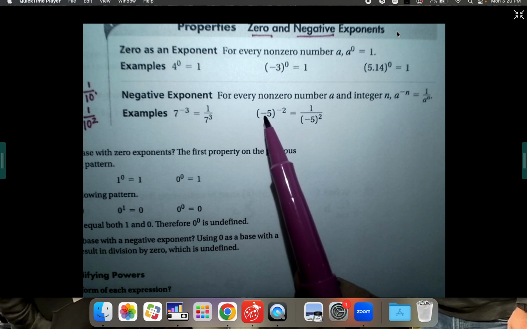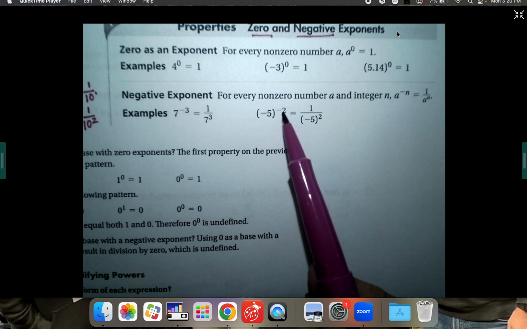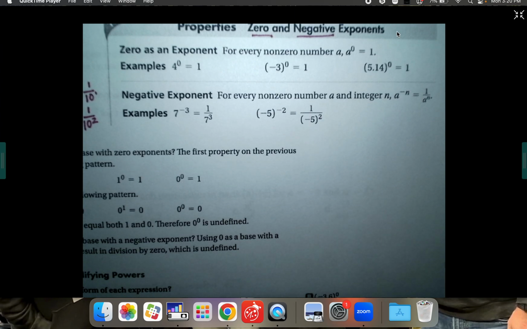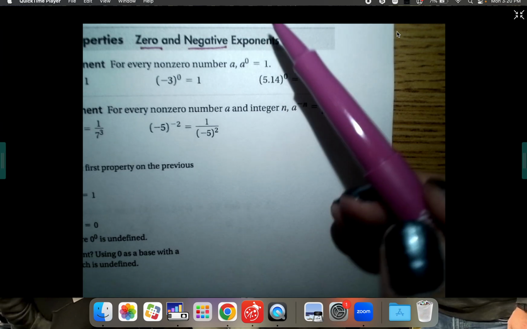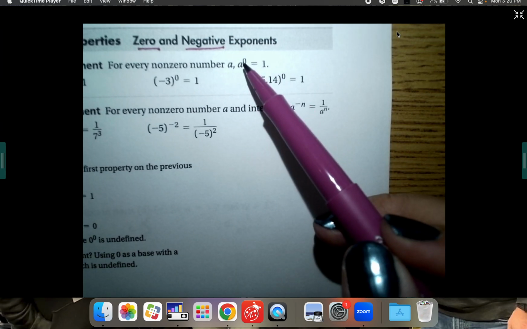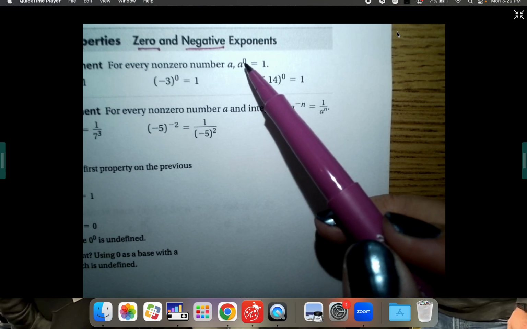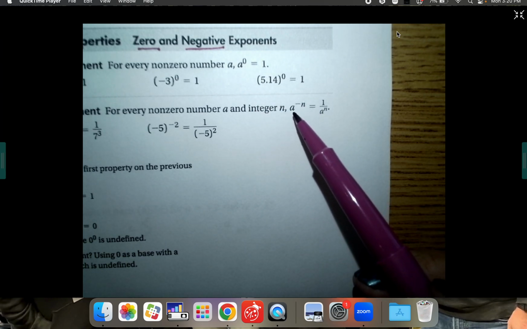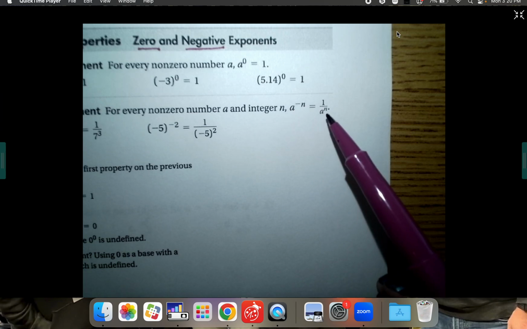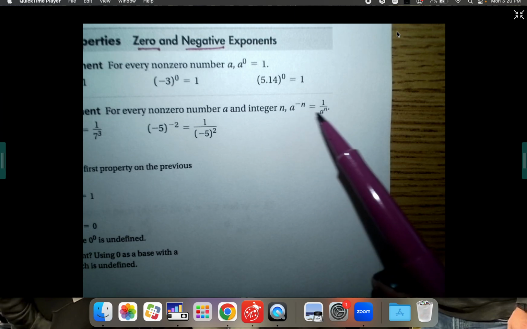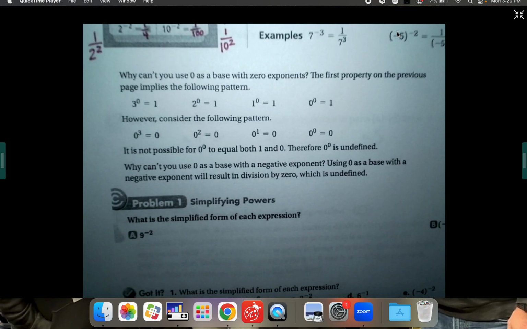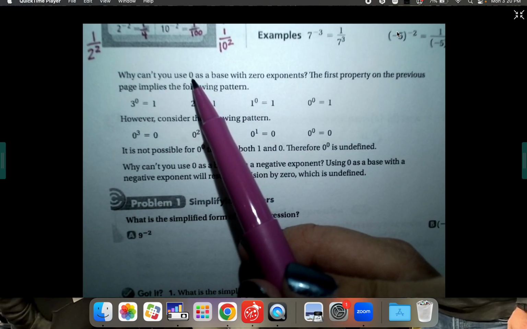If the base is negative, the base is going to stay negative, but the exponent is going to become positive when it flips to the bottom under a 1. I also want you to see that a variable, a to the 0 power, is also 1. Any number or letter to the 0 power is 1. Any variable to a negative power can flip to the bottom and become that variable to the now positive power under a 1. Okay, so why can't you use 0 as a base?